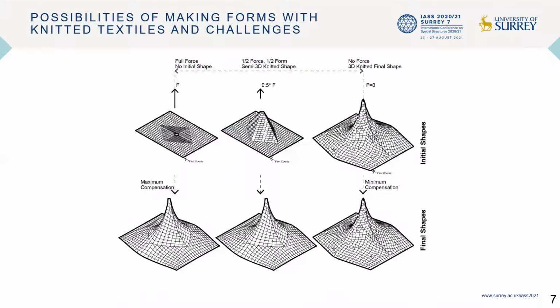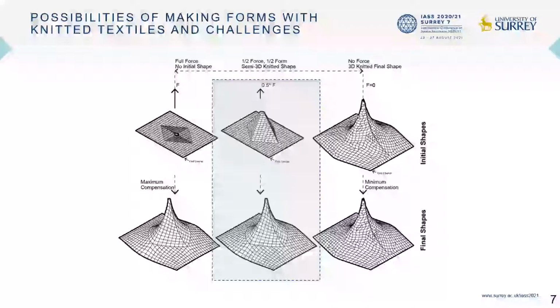From the overall point of view, there is a spectrum of possibilities. While one can make a planar shapeless textile and form it by applying forces on the left part of this diagram, on the other extreme, it is also possible to knit the exact shape with the least compensation required. However, there are other possibilities in between. One can knit a simpler semi-3D shape and obtain the final smooth shape by applying forces. The focus of this research is in the middle.